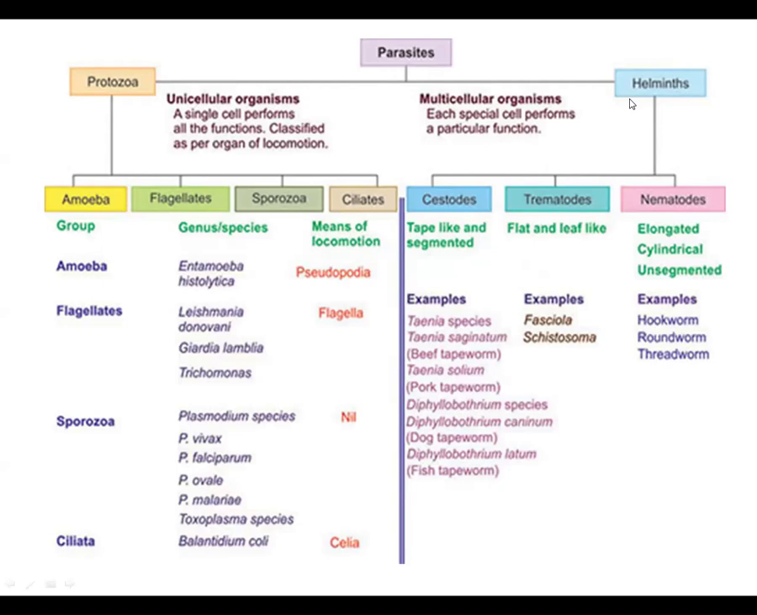Protozoa can be further classified into different classes. Similarly, we can classify helminths, which are the multicellular organisms, into cestodes, nematodes, and trematodes. So today we are going to discuss Leishmania and Toxoplasma. Leishmania belongs to the class flagellates, while Toxoplasma belongs to the class sporozoa.